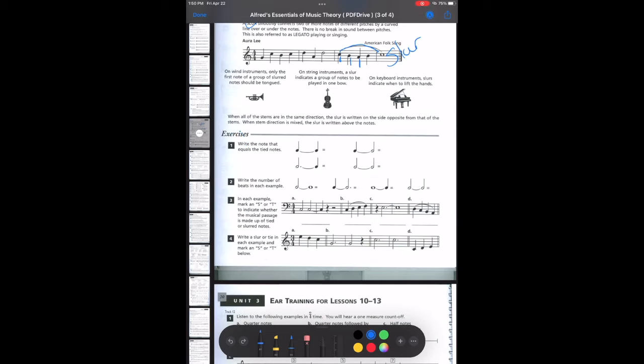Number 2, write the number of beats in each example. So you're basically adding this plus this equals how many beats. A half note is 2, a whole note is 4, 2 plus 4 is 6. Quarter note plus a dotted half note, what does that equal? Write the number right here. What does a whole note plus a quarter note equal? Write it right here. Half note plus half note, write it right here.